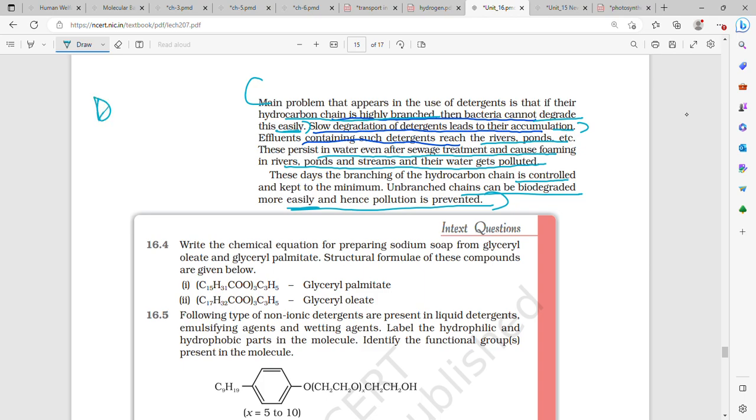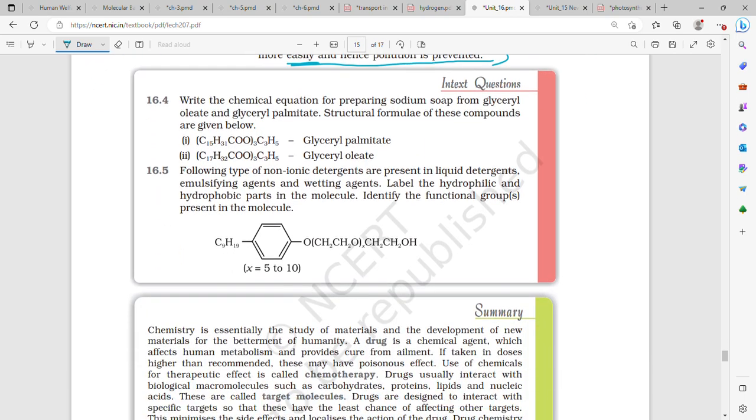So the main problem with detergents is that they have very long chain hydrocarbons, and these are profusely branched, and since they are so much branched, the bacteria can't degrade them. So even after sewage treatment, some of them remain and they foam, and we can see that foaming in rivers, ponds and streams, and therefore ultimately the water gets polluted. Hence nowadays the branching is controlled and kept to a minimum, and unbranched chains can be biodegraded more easily and pollution can be prevented. Write the chemical equation for preparing sodium soap from glycerol.